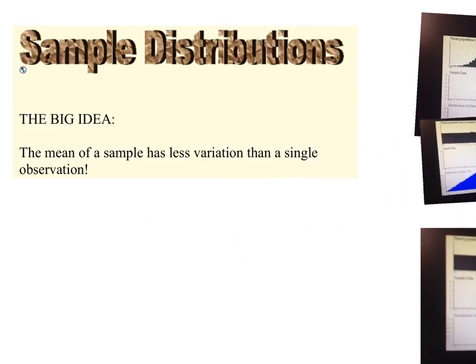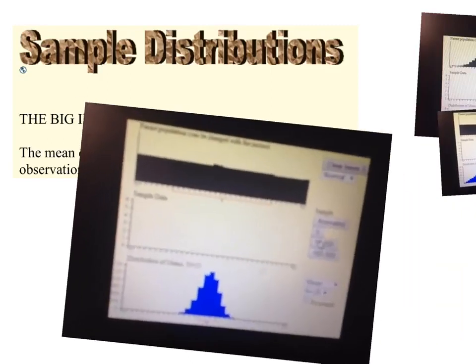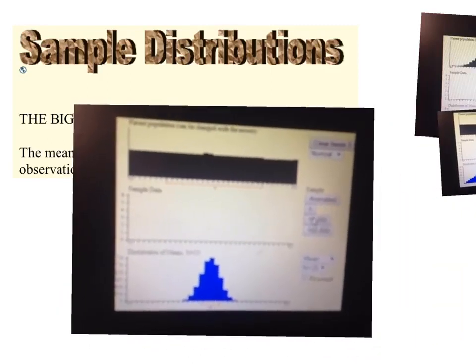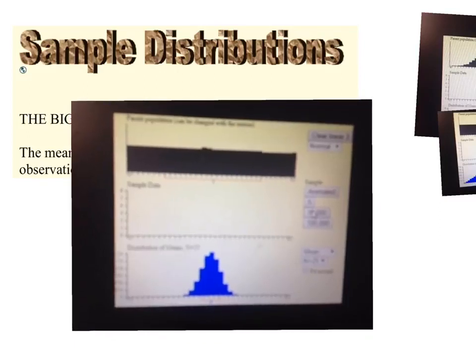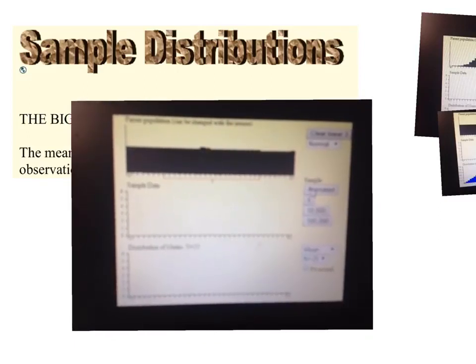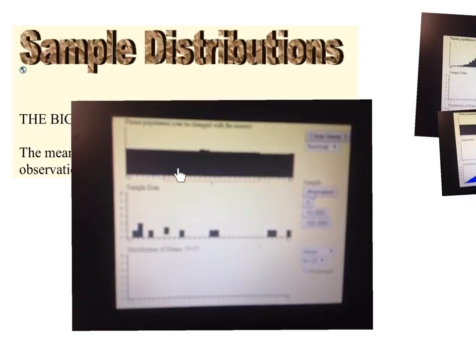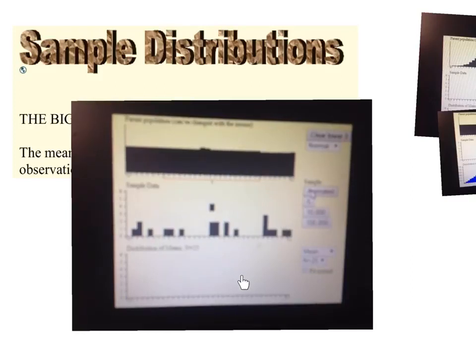Whereas this one, still that same distribution, but I up my sample size quite a bit. It's a little fuzzy to see. I was taking a sample of 25. So 25 observations get dropped down, and then you'll see once it's done, the mean is calculated.